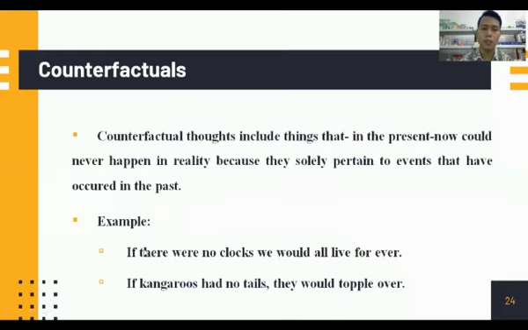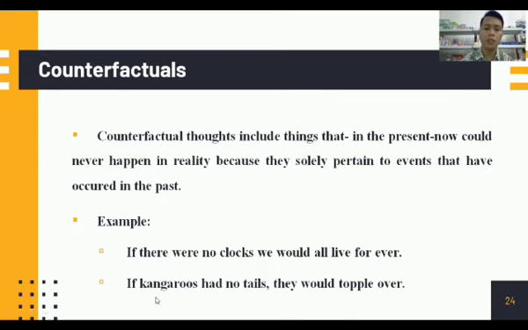From the example, if there were no clocks, we would all live forever. So we imagine that the clock does not exist in this world. But in fact, in reality, the clock exists. We hope that when the clock does not exist, we all live forever. But in reality, clocks exist, so we will die someday.